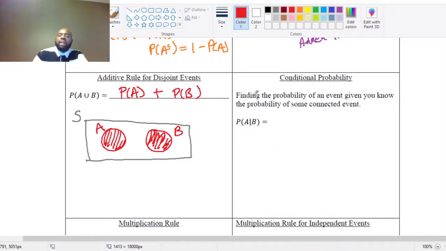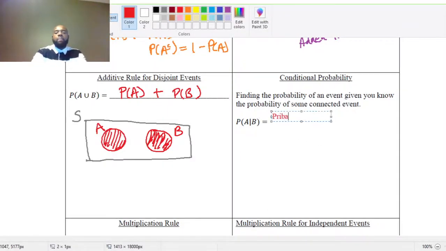Conditional probability involves the probability of an event given that you know the probability of some connected event. Now, let's look at this notation. This is the probability of A, and there's a vertical bar, and then B. I'm going to tell you how to read this. This is the probability of A, and that vertical bar represents the word given, and then B.